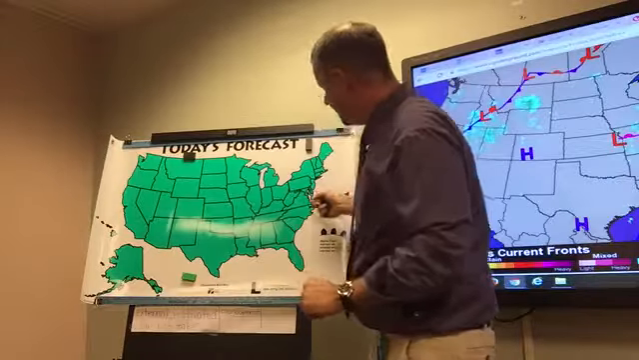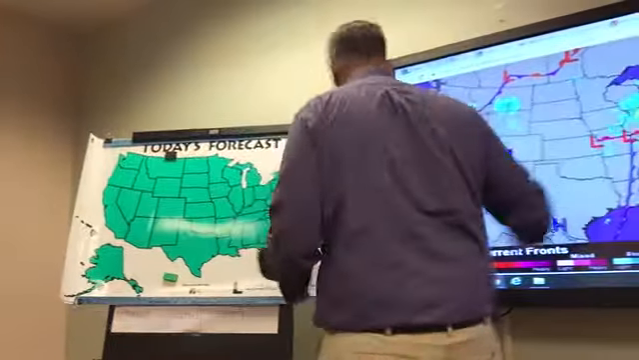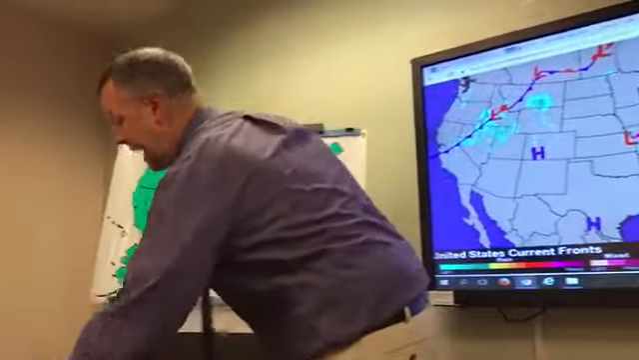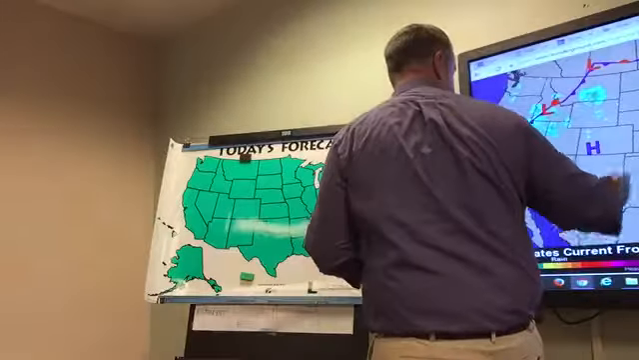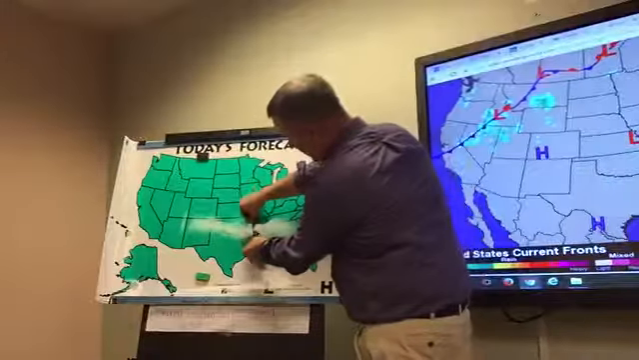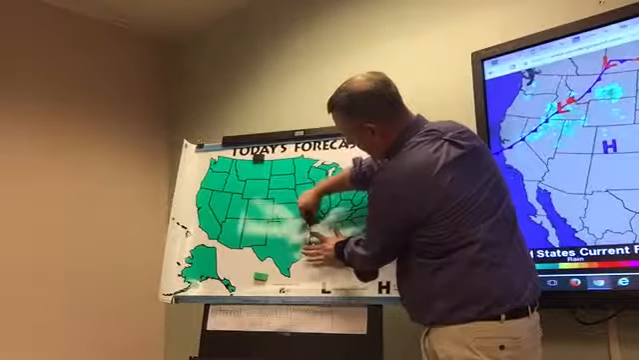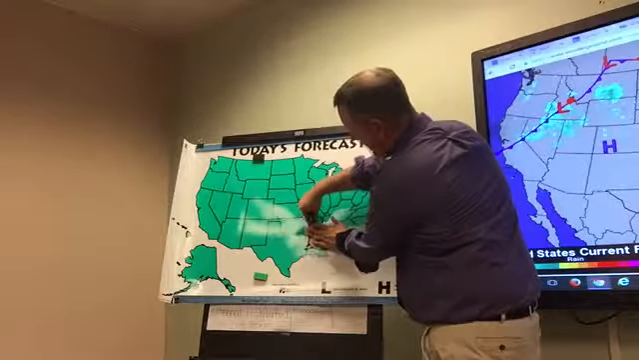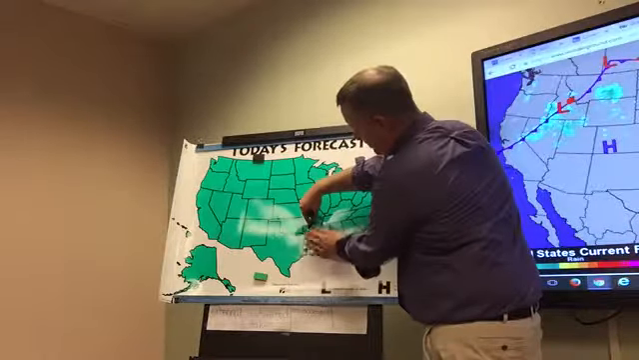So what we're going to do is place on here our fronts. So I have a cold front that is coming through Arkansas. Put it right about here. And this is what I would have my kids doing. So you put those on there.